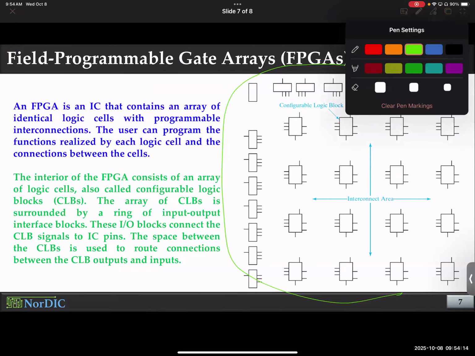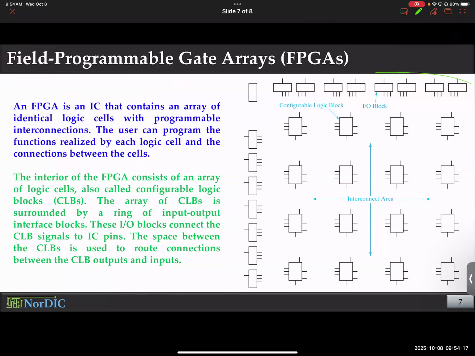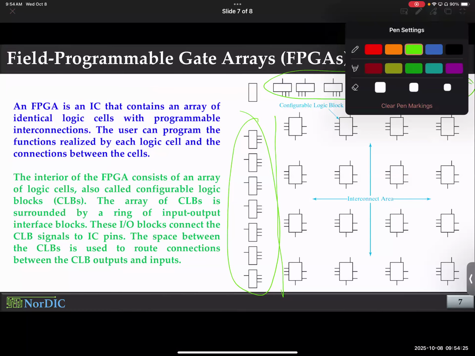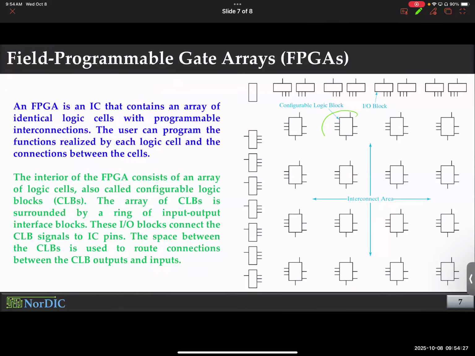Notice you have a bunch of inputs and outputs. This is the IO, input output block, everywhere. And inside it, this is the core component. These are called configurable logic blocks. So basically, these are general-purpose logic, almost similar to what you have seen here, PLA or PAL. They're configurable, and there are different configurable blocks.